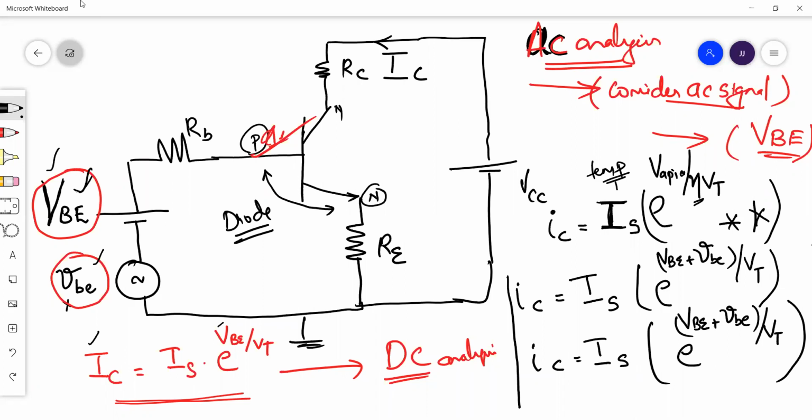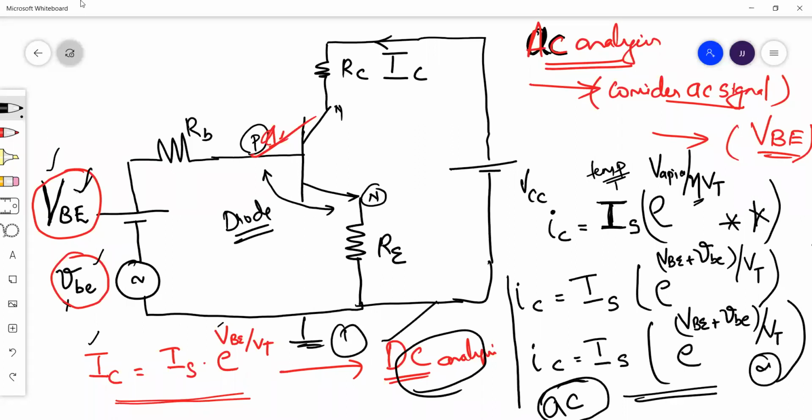Is this clear? This is AC. This is DC. This is AC analysis and this is DC analysis. Are these two equations, equation 1 and equation 2, clear to you? Should I explain once more or should I proceed further? Can I proceed further? Yes, sir.